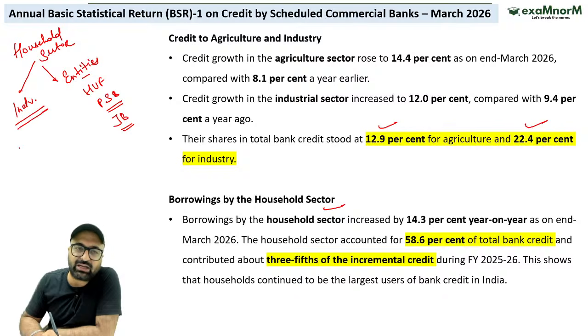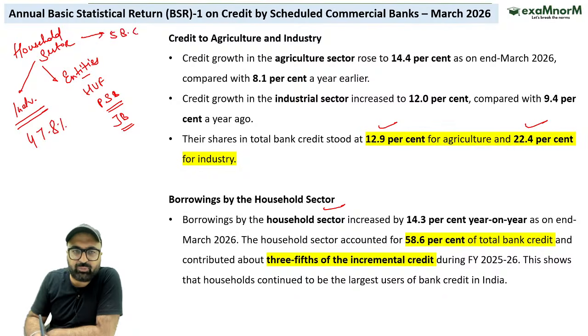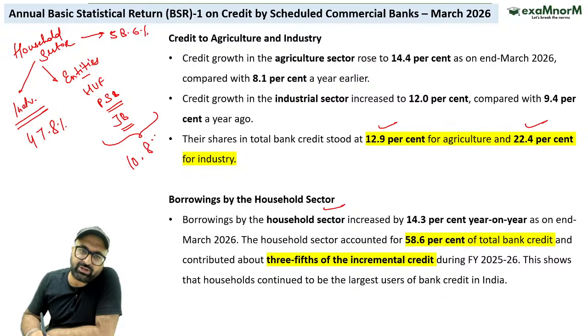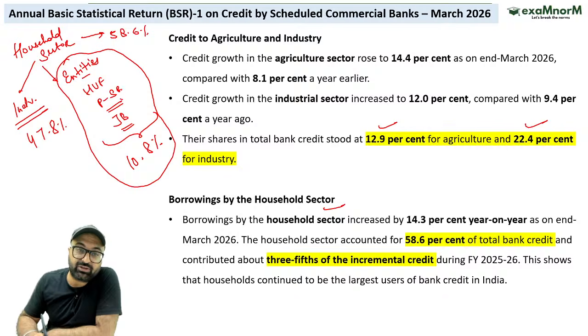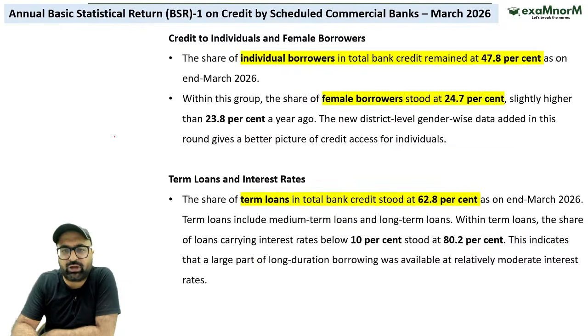तो अगर मैं कहूं इंडिविजुअल का कितना शेयर है, सर इंडिविजुअल का जो शेयर है इन द टोटल बैंक क्रेडिट, इट इज 47.8%. हाउसहोल्ड सेक्टर का कितना शेयर है? 58.6%. तो अप्रोक्सीमेटली 10.8% is the share of these entities, which include HUF as well as I would say proprietorship, small businesses which are owned by individuals as well as the joint borrowers. ठीक है जी, क्लियर हो गया ये पॉइंट. तो ये पॉइंट भी आपको यहाँ पे याद रखना है.